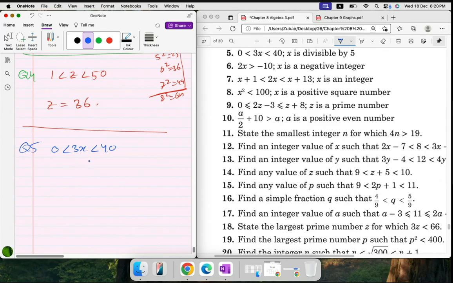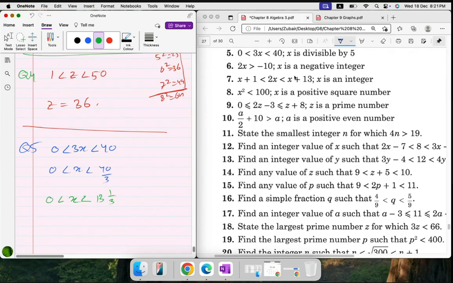First, let's solve it. This is pretty much easy. If I divide all of these by 3, I don't have to do it separately. So that would be 40 by 3, which is 13 whole 1 by 3. So x is less than 13.33 and more than 0.